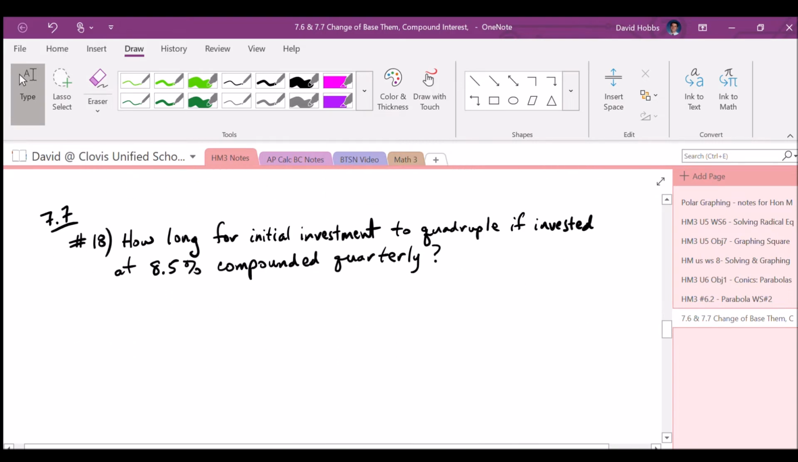By the way, if you're ever borrowing money, you never ever want to borrow money that's compound interest. Never, ever, ever. You want simple interest.